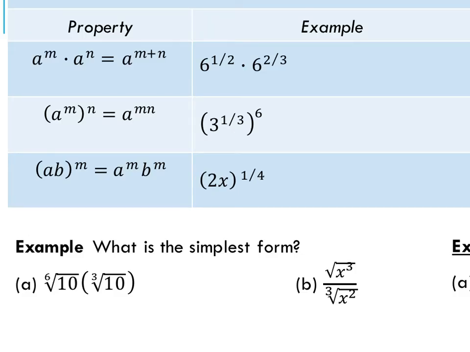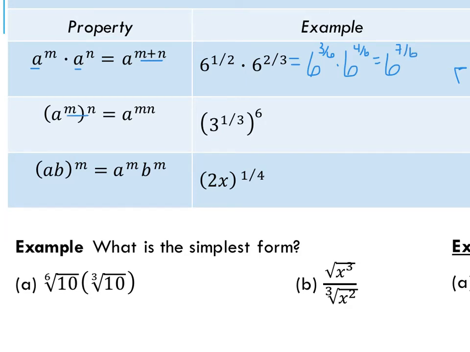Let's recall some properties of exponents we've talked about before in the past. So notice, remember, if I have the same base and I'm multiplying, you're going to add those exponents. So over here, we have 6 to the 1/2 times 6 to the 2/3. I have to get a common denominator. Okay, so it looks like we'll have 6 to the 3/6 times 6 to the 4/6, which would give me 6 to the 7/6.